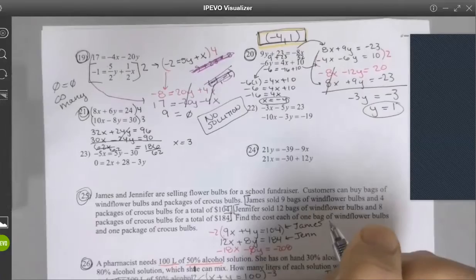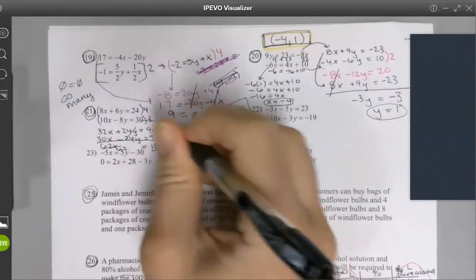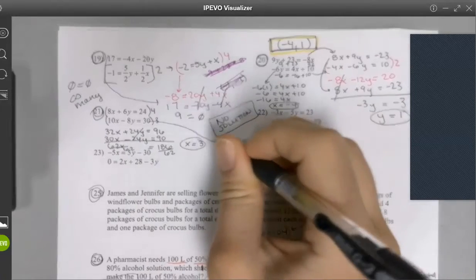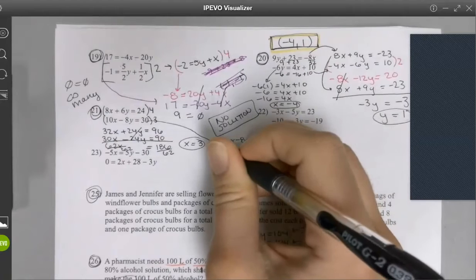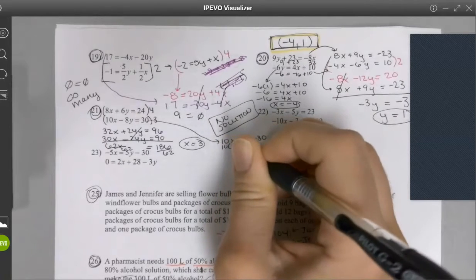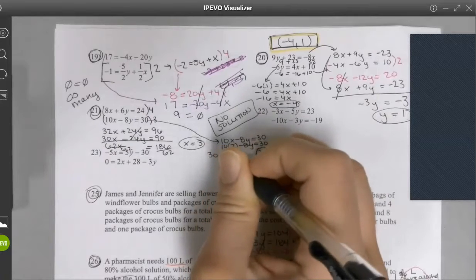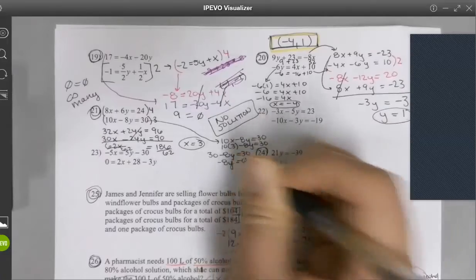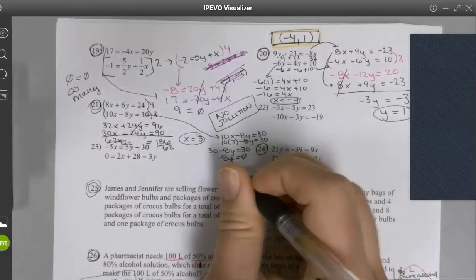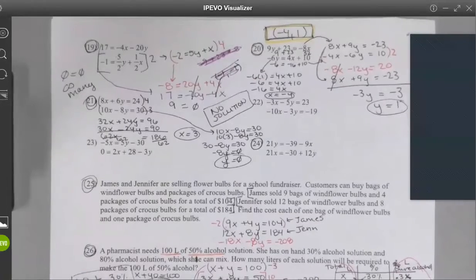Then when I go to substitute 3 in, I'm going to take 3 and plug it into either of my equations. I'm going to choose the second one. 10x minus 8y equals 30. If I plug 3 in here, I'm going to get 30 minus 8y equals 30. And when I subtract 30, I get 0. So then dividing by -8 gives me 0. 3, 0 there.